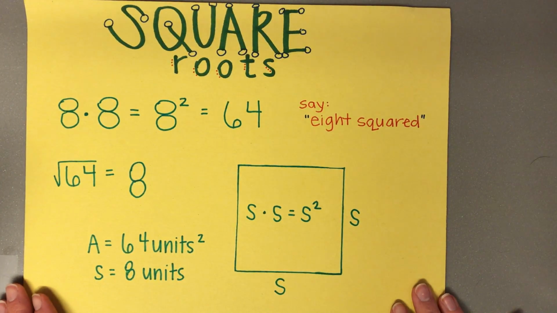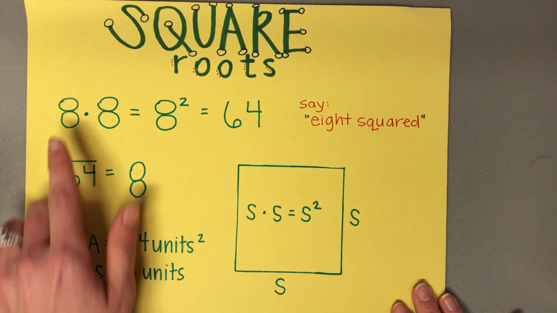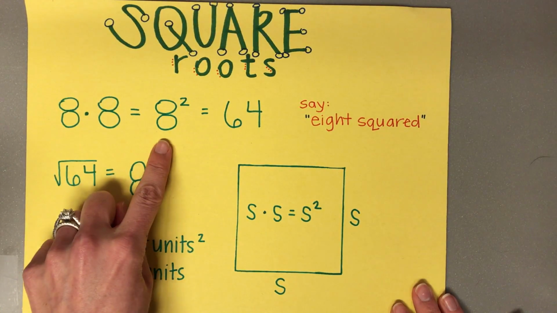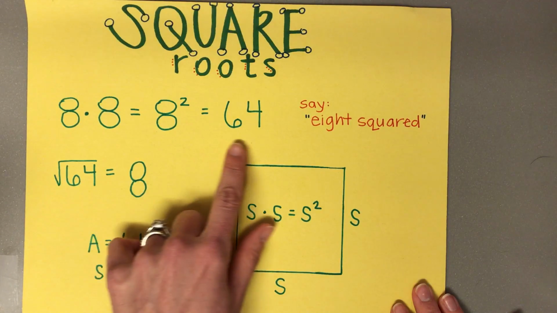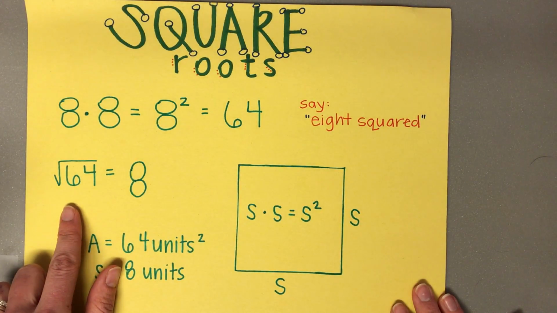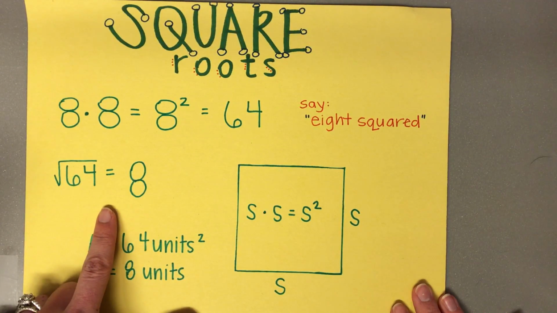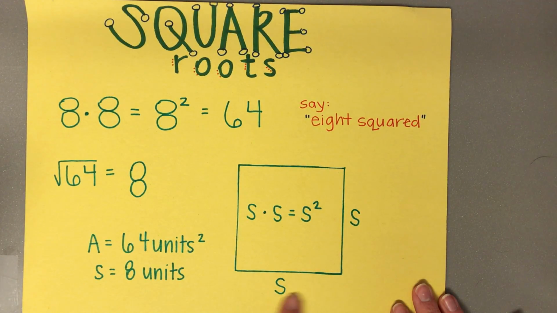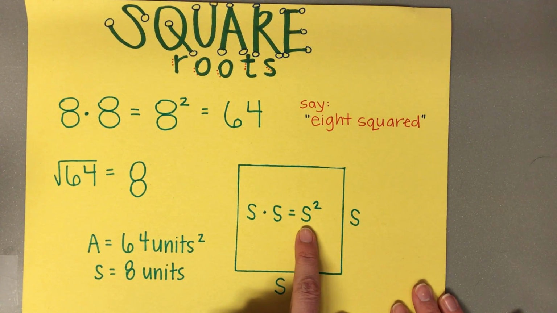Here's an example of square roots. When you multiply a number by itself, you are squaring the number. To undo squaring, you take the square root of the number. Think of squaring as finding the area of a square. Side times side equals side squared.